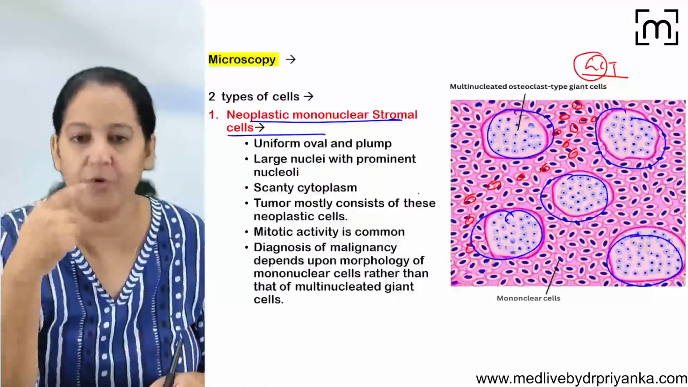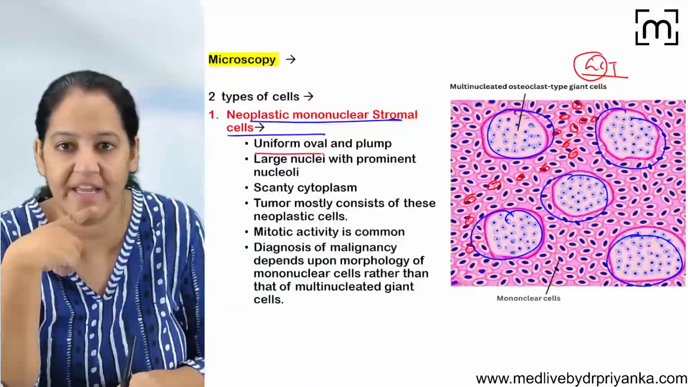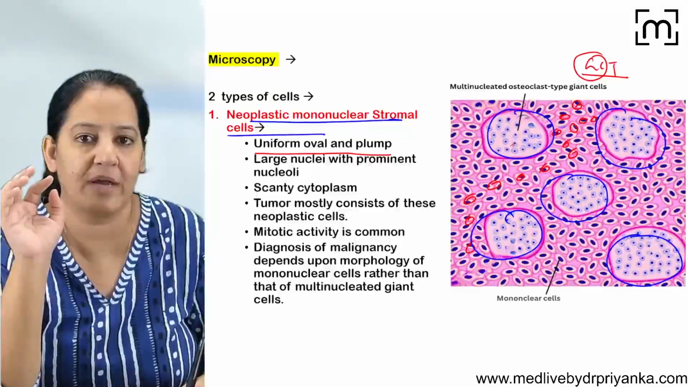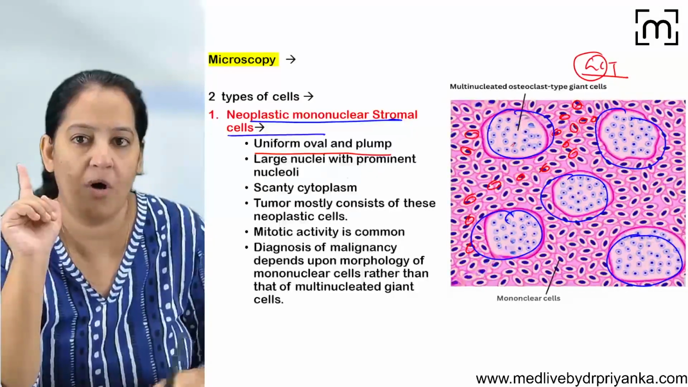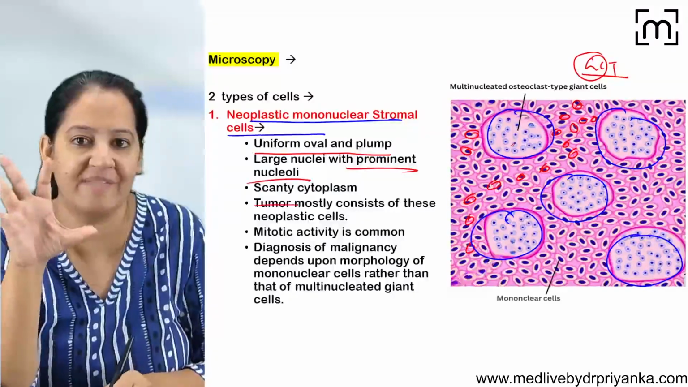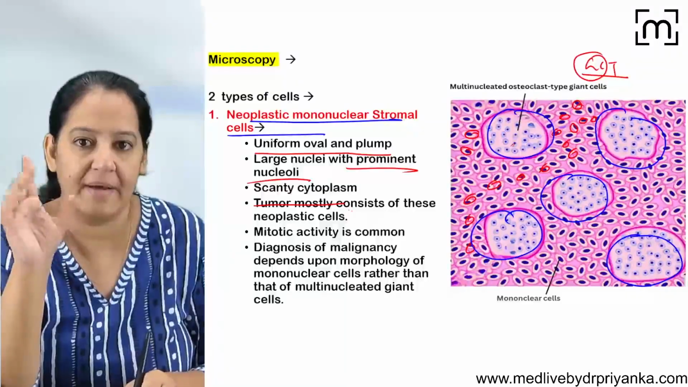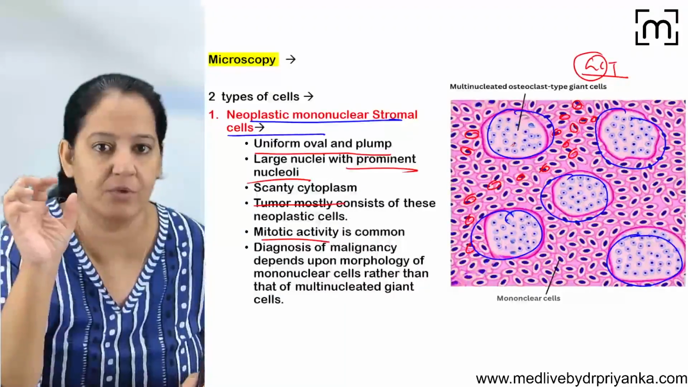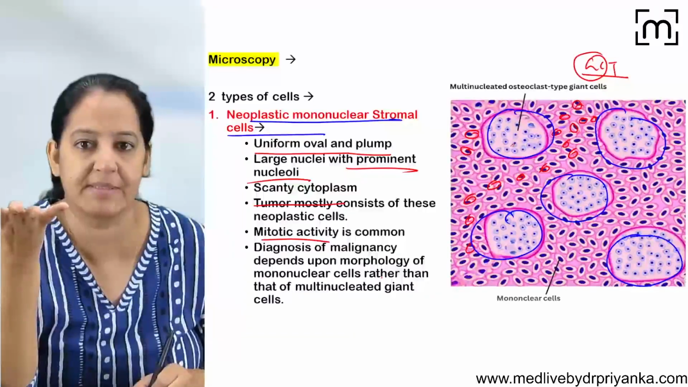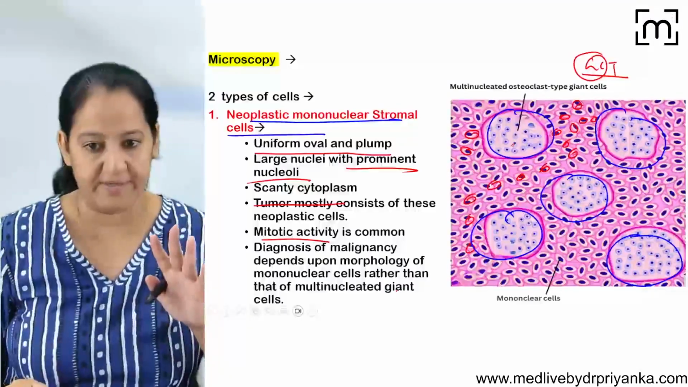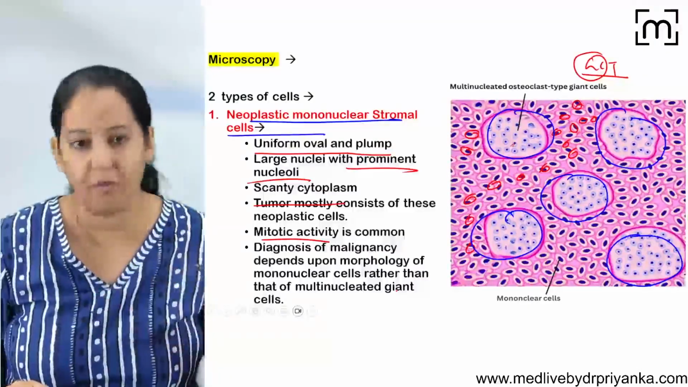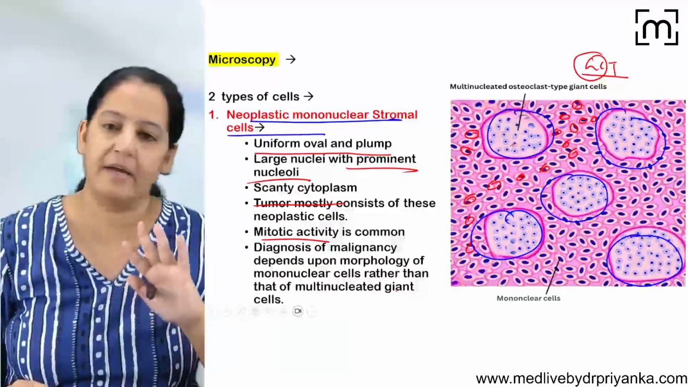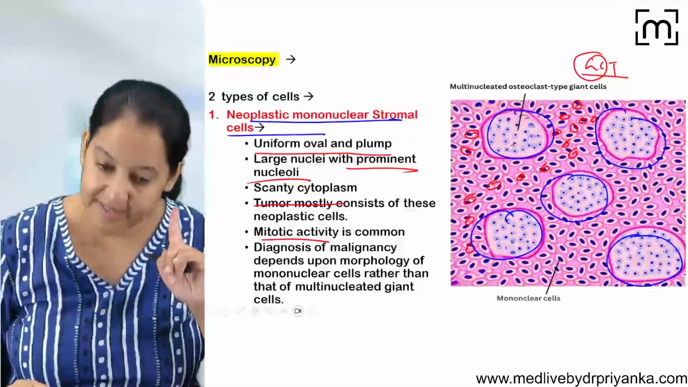So can you describe the mononuclear cells first? Can you see they are all very uniform. They are oval, plump. They all look the same. They all have prominent nucleoli. They have scanty cytoplasm and they have mitotic activity also. You can see some of them showing mitosis. They are uniform, no pleomorphism. So those are the stromal cells.